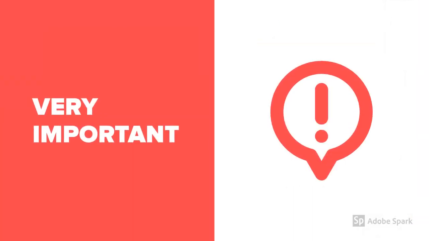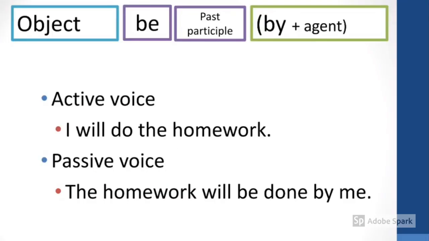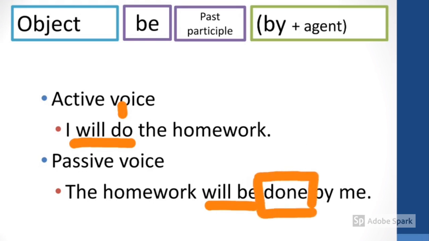One final and very important thing to consider is that the verb to be has to be conjugated using the same tense from the active voice sentence. In this case, we have will do. So in the passive voice sentence, we have to conjugate the verb to be as will be. After that, you have to go back to the active voice sentence and locate the main verb. In this case, it's do, and change it to the past participle in the passive voice sentence. Done.